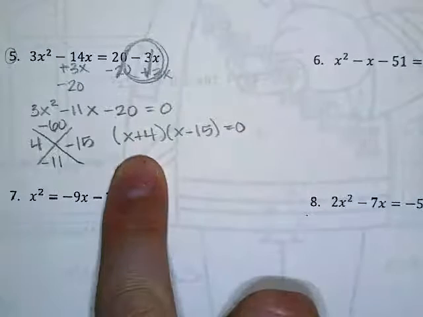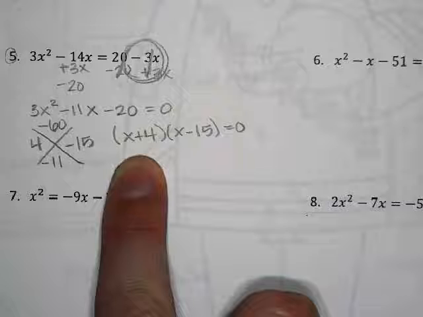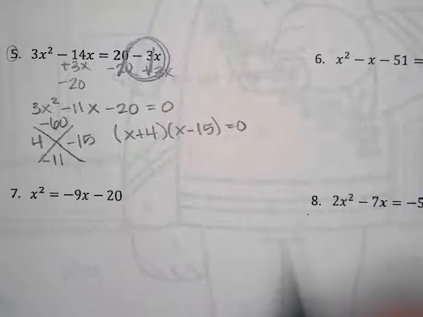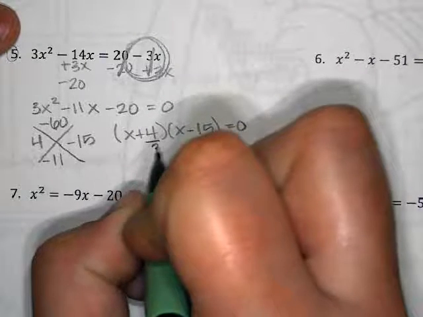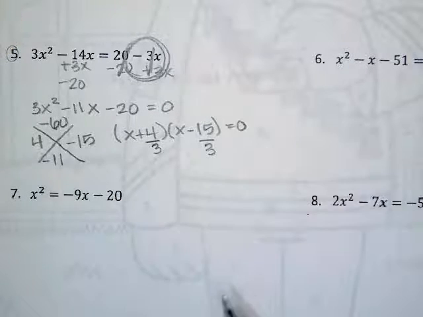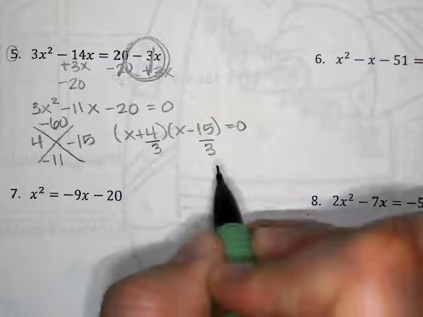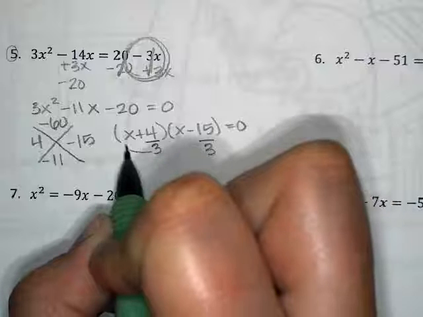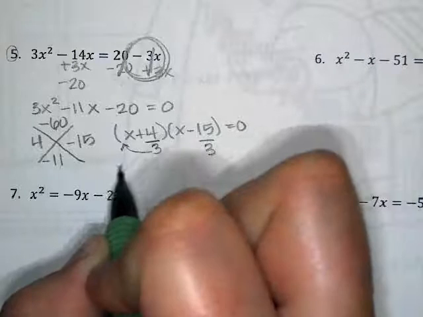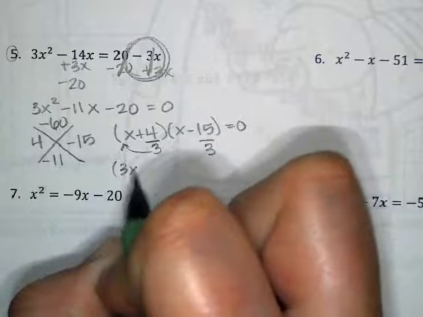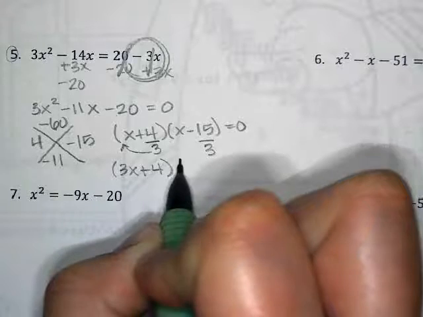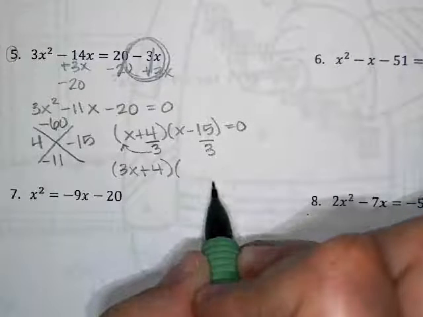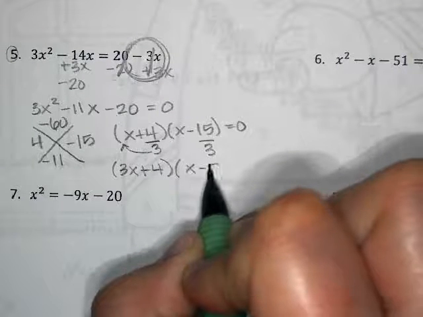But we're not done there. What should we do? Divide by 3. Okay, so this one is where we do the bottoms up. That's a fraction that can't be reduced. So 3x plus 4. And then the other one is x minus 5.